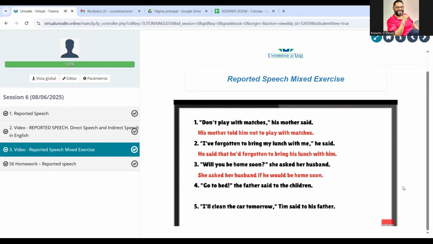Go to bed, the father said to the children. The father told the children to go to bed. I'll clean the car tomorrow, Tim said to his father. Tim told his father that he would clean the car the following day. As in this example, in reported speech, tomorrow is often changed to the following day to reflect a shift in time relative to the moment of reporting.